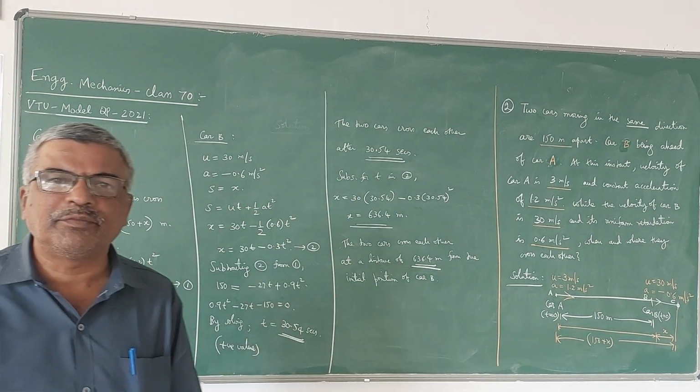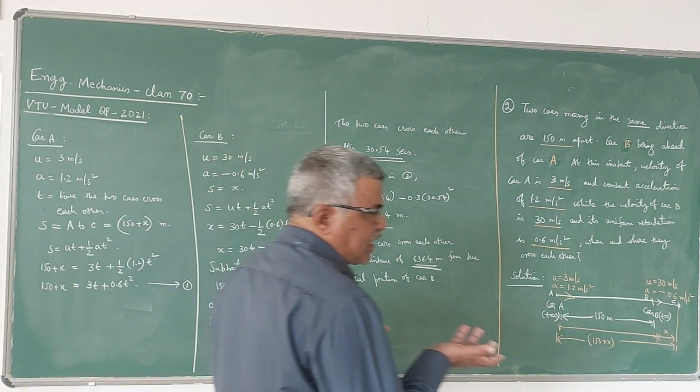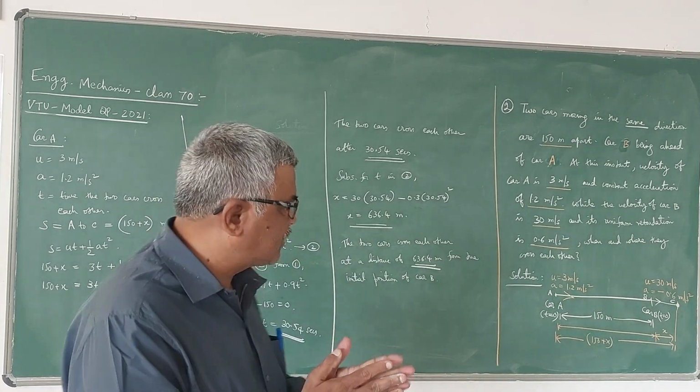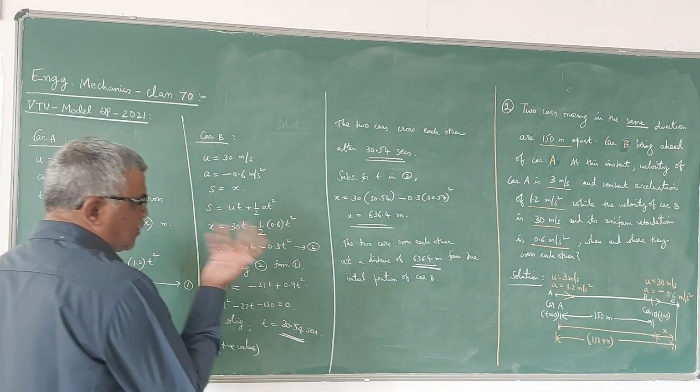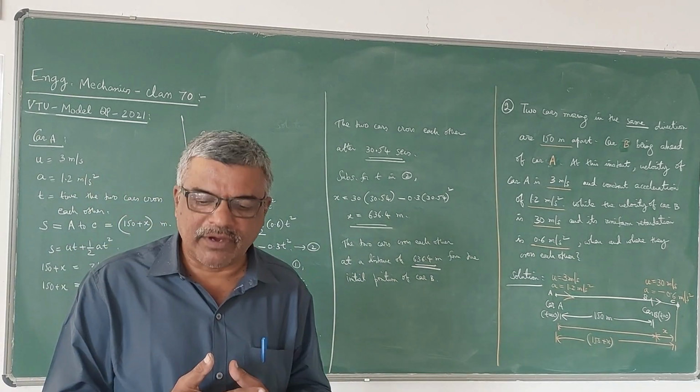So you have to develop two equations, because when and where means t and x are the unknowns. Two equations you can develop, one for car A, another for car B, and two equations, two unknowns, solve them, you are going to get the required answer.